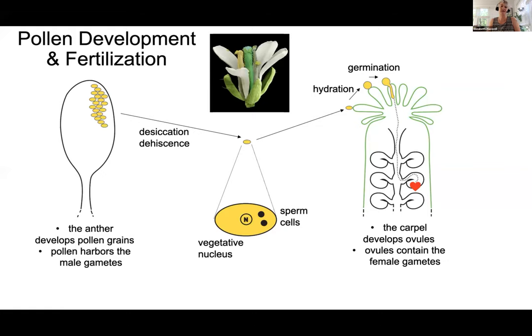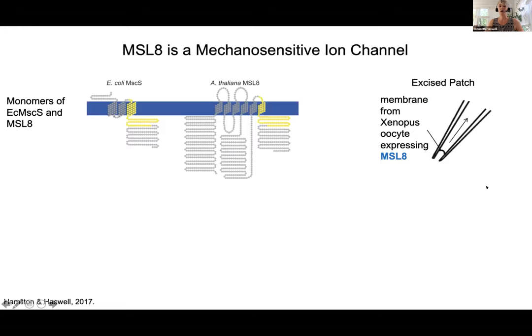It's all driven by the vegetative nucleus. There is a really fancy and interesting cell wall on the outside of it. And most interesting for us, there's also a mechanosensitive ion channel that you can find in the plasma membrane of the pollen grain. So that is called MSL8. And we've spent quite some time showing that MSL8 is a bona fide mechanosensitive ion channel.